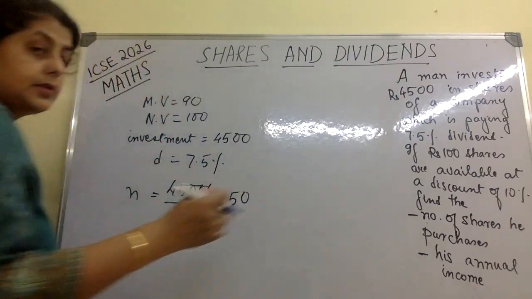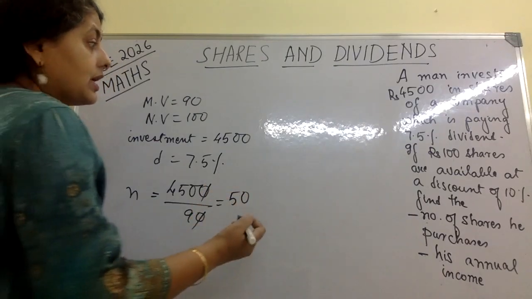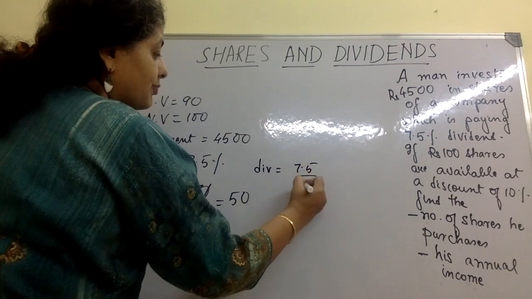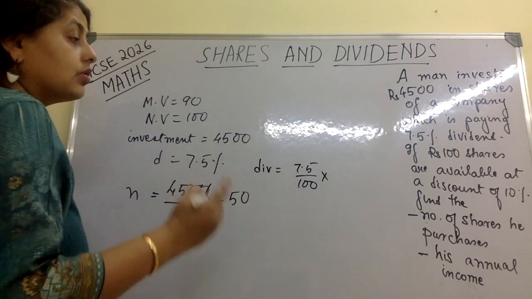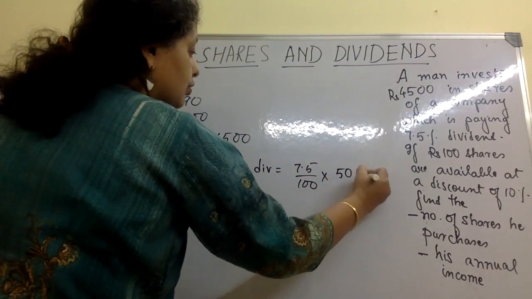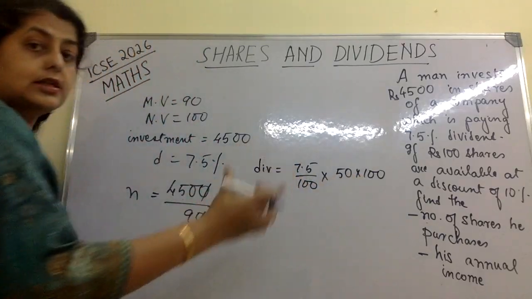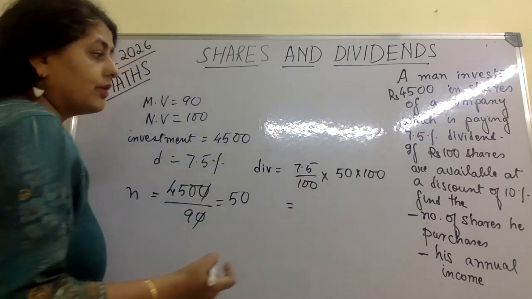His annual income. Now where will he get his income from? The only place he gets his income from is the dividend. So the dividend is 7.5% of, okay, how much? The total nominal value, that is 50 shares into 100, that makes it the total nominal value. Okay, so here you will see that I am actually following the formula.